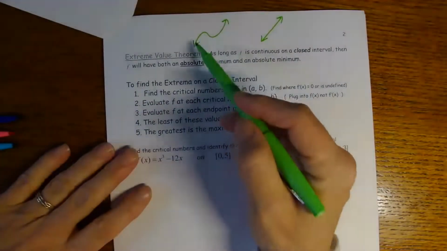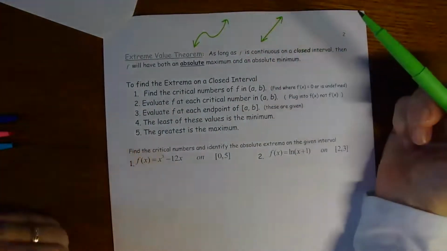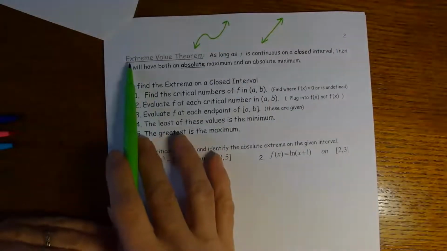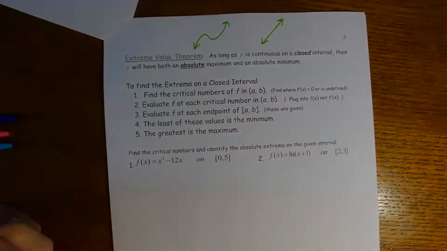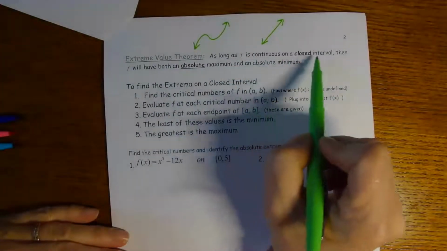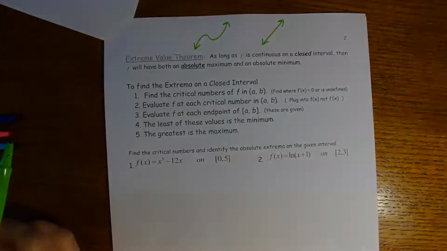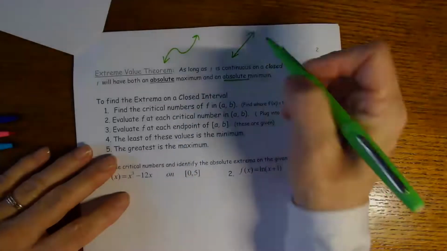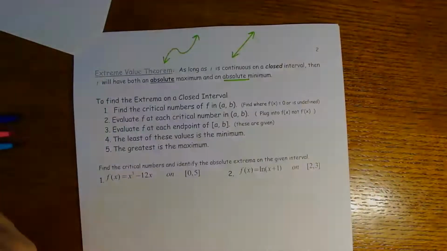Okay, so when we look at curves, they go up forever, down forever. They have no max or min. So what we're going to look at is the extreme value theorem. As long as f is continuous on a closed interval, then we have both an absolute maximum and an absolute minimum. So what that means is I have a line or a curve.